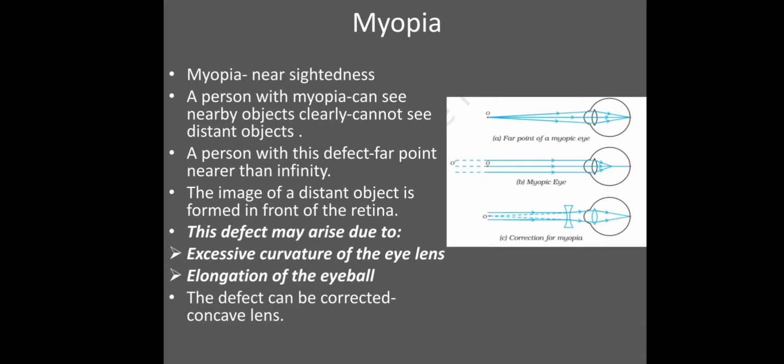Now this defect may arise because of two specific reasons. The first one is excessive curvature of the eye lens, and the second reason is elongation of the eyeball. This defect can be corrected by using a concave lens of suitable power. I hope in the third diagram you are able to see the correction for myopia where they have used a concave lens. Now the image is formed on the retina, so it is corrected. A concave lens of suitable power will bring the image back onto the retina and thus the defect is corrected.